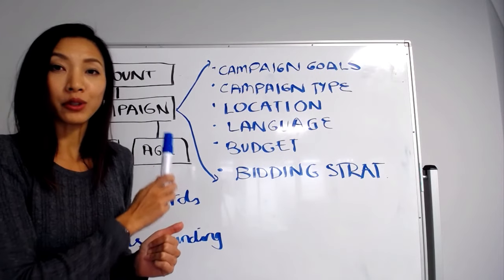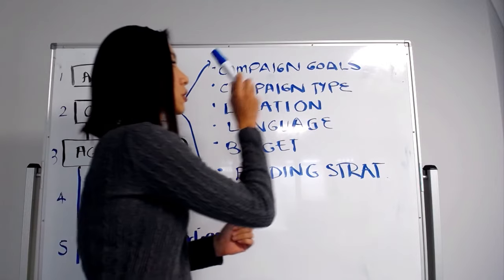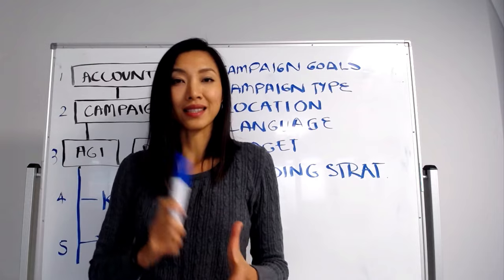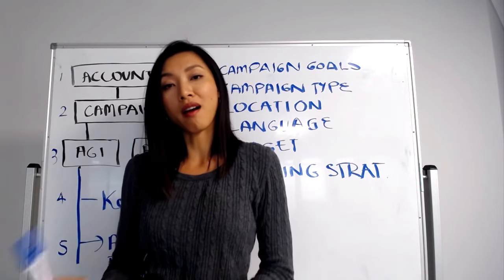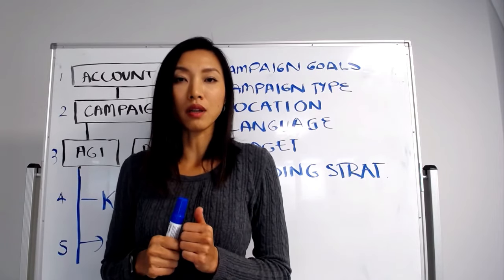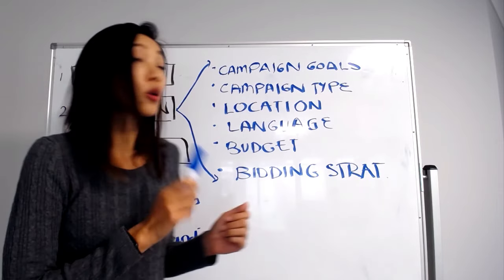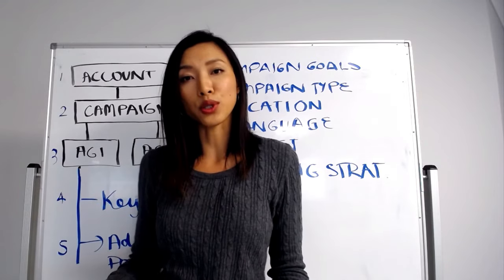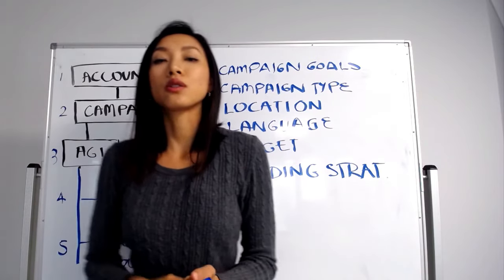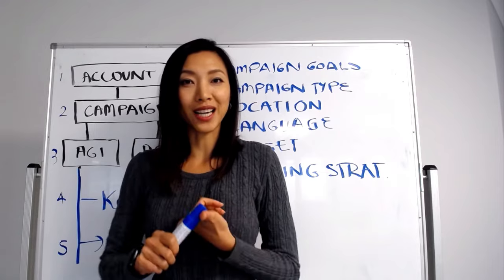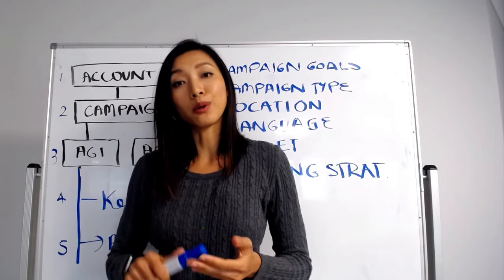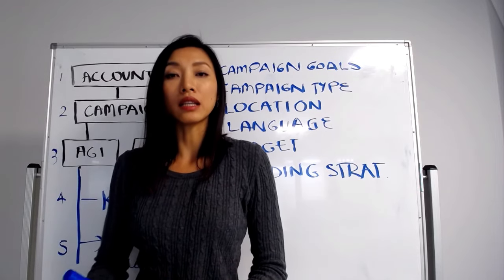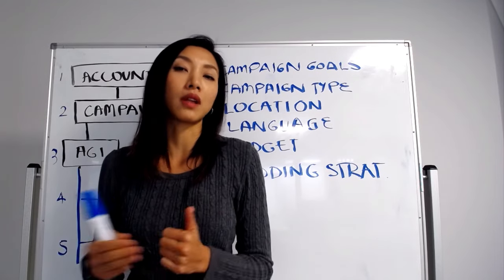At the campaign level, the main things to set is your campaign goals. There's 3 main goals. It's sales, leads, and website visits. Those are the 3 that I focus on, and that's really all you need. I'll go through that in the tutorial. The campaign type is the Google Search Network. Location. So you can set locations on your country, state, region, or cities. And then you also set your language. For me, it would be English or whichever language you would like to target.